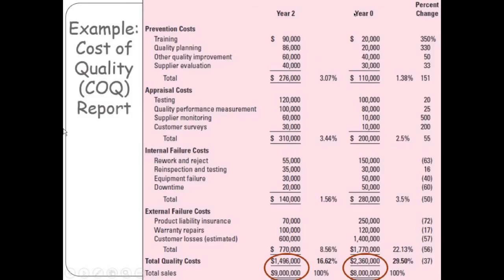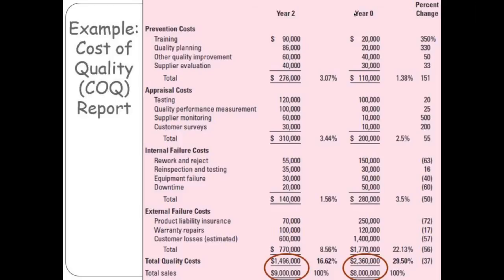Here's an example of a cost of quality report. You have 2 years. In the first year, year 0, your total cost of quality was $2.3 million off of $8 million in sales. 2 years later, your total cost of quality was reduced to $1.5 million off of $9 million in sales. Clearly, you did something different.